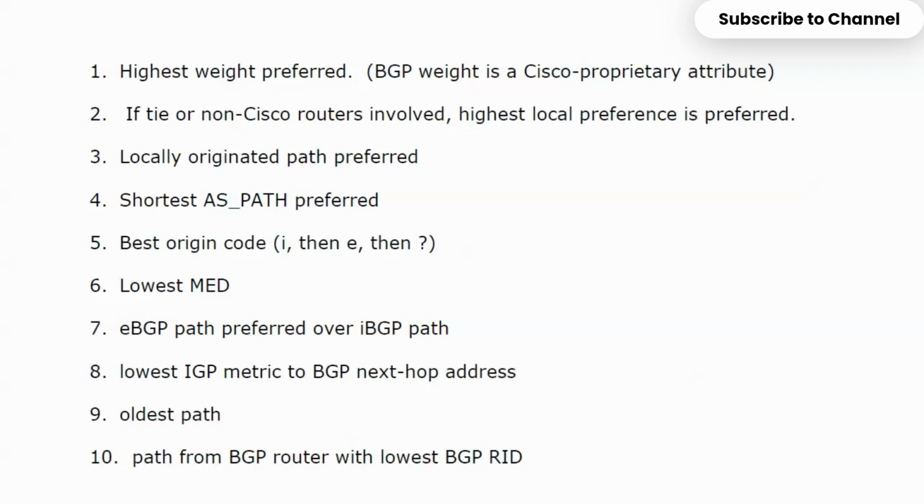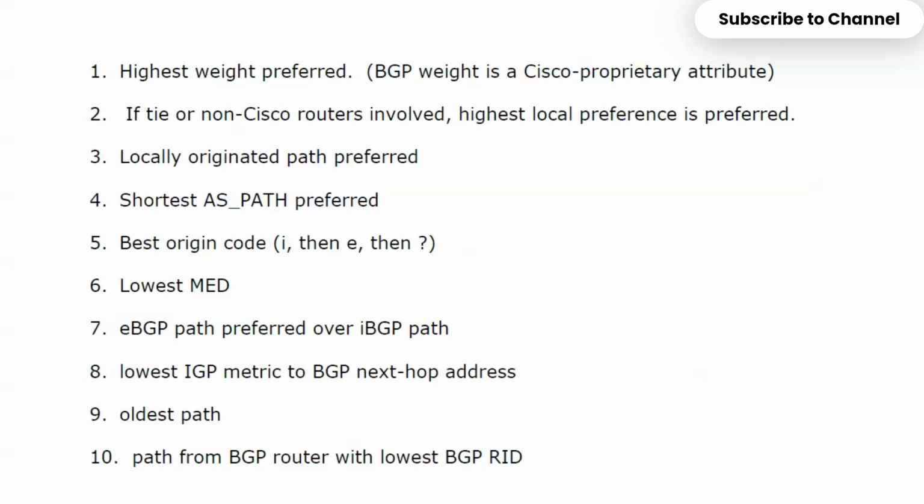I'm not going to keep saying that's a tie, but next up in the tie-breaking process is the best origin code. And by best, we mean I, then E, then question mark. The next one is the lowest MED, the multi-exit discriminator. I know we haven't gotten to that yet, but we will. The 7th step is an eBGP path will be preferred over an iBGP path, then the lowest IGP metric to the BGP next hop address.